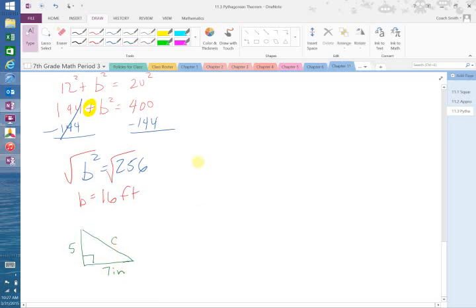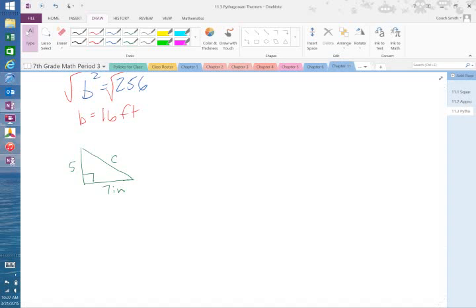You have a triangle. It's 5 inches on one leg, 7 inches on the other leg, and we're trying to find C. Okay? We're trying to find C. All right. Now, same formulas here. The difficulty will lie, just a second, and I'll show you. 5 squared plus 7 squared equals C squared.